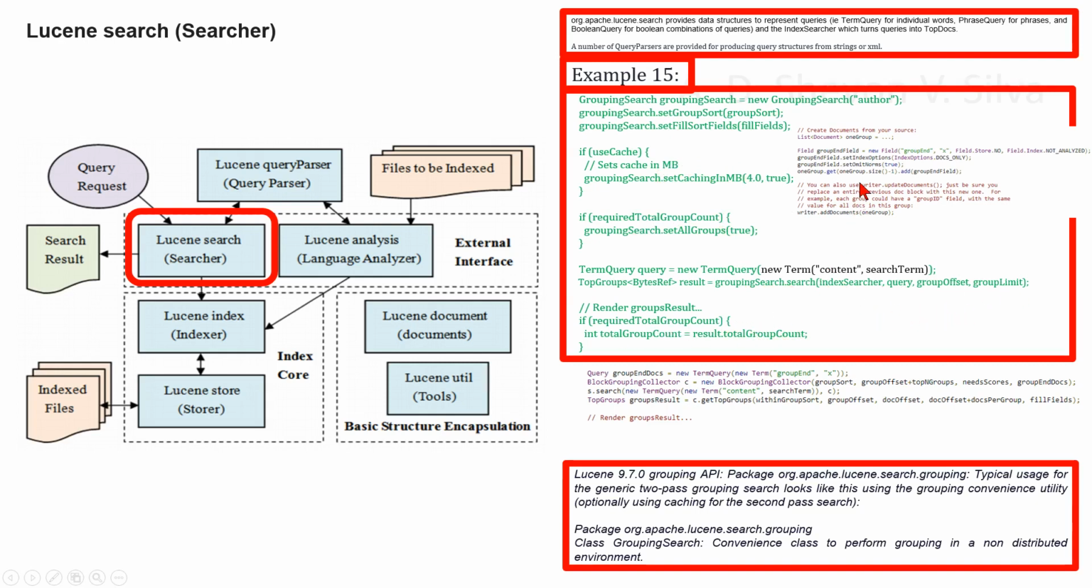To use the single pass BlockGroupingCollector, first at indexing time you must ensure all the docs in the groups are added as a block, and you have some way to find the last document of each group. One simple way to do this is to add a marker binary field.